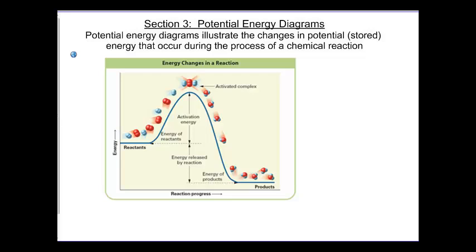Everybody, welcome back. This is Unit 10, Lesson 2, and in tonight's video we're going to be talking about the potential energy diagram. And really, potential energy diagrams show changes in energy that occur during the progress of a reaction. So what you'll find on the y-axis is always energy over here. What you'll find on the x-axis is reaction progress.